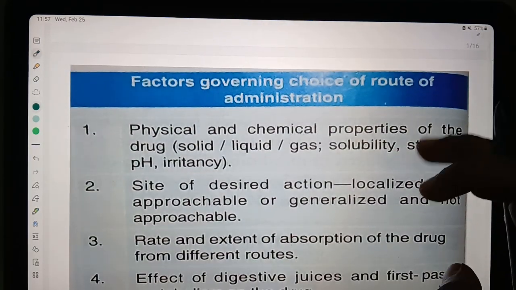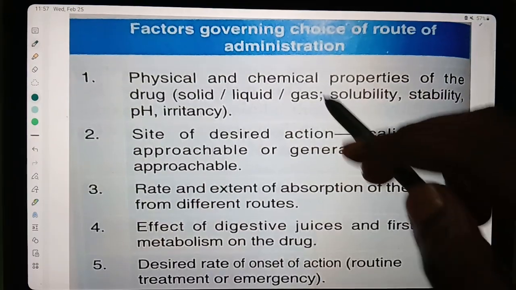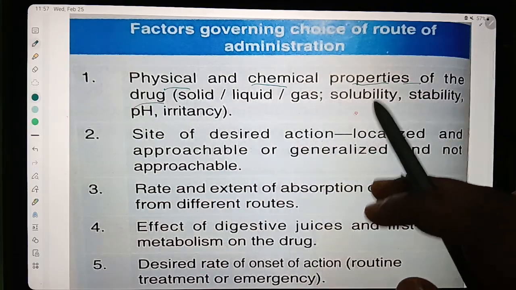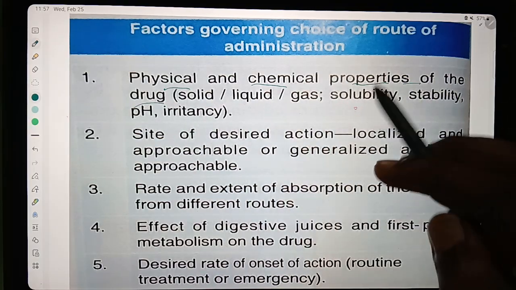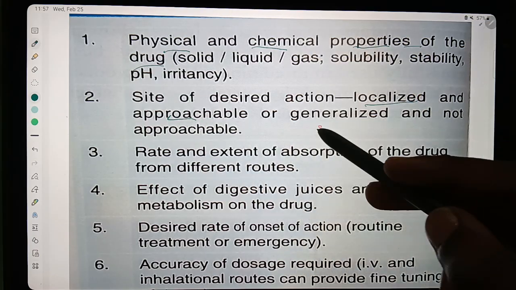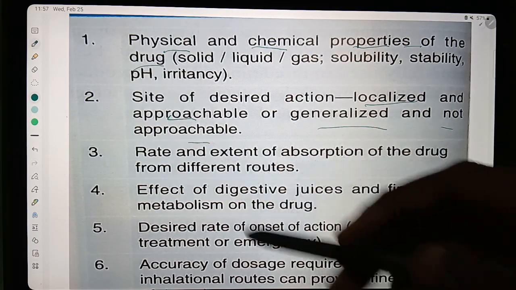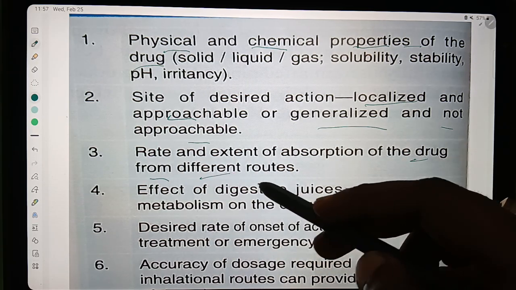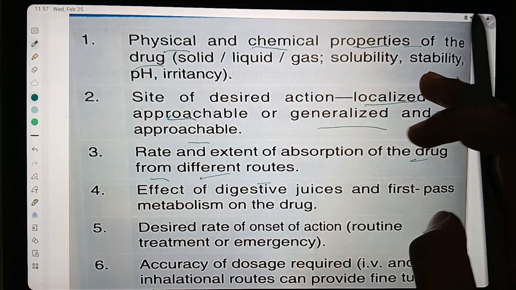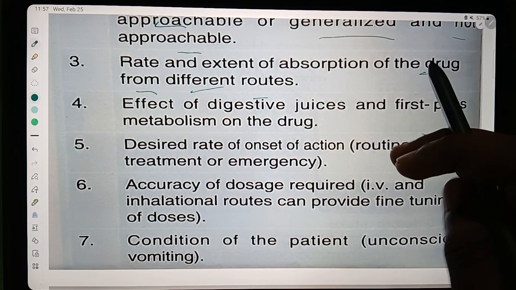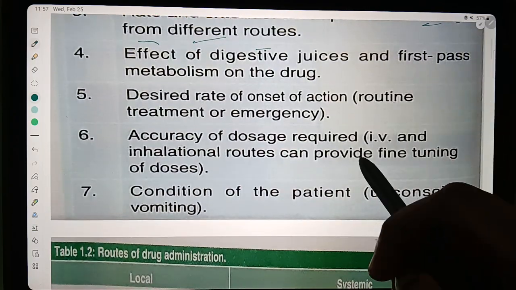The factors governing the choice of route of administration: the physical and chemical properties of the drug, whether solid, liquid or gas, its solubility, stability, pH and latency; whether the site is localized and approachable or generalized and not approachable; the rate and extent of absorption of the drug from different routes; and the effect of digestive juices and first pass metabolism on the drug.